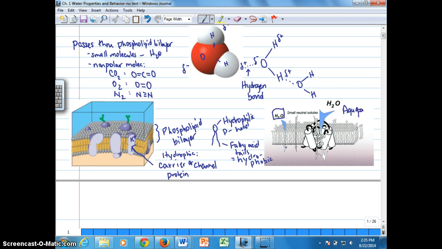And aquaporins, let me try to spell this out a little more clearly. And aquaporins allow large amounts of water to pass through the membrane so that it's not slowed down by the phospholipid bilayer. And so it's basically a channel protein with a hydrophilic interior, allowing this hydrophilic water, which is a polar molecule, remember? I don't know if we wrote that down before, to pass through the membrane at physiologically relevant rates.